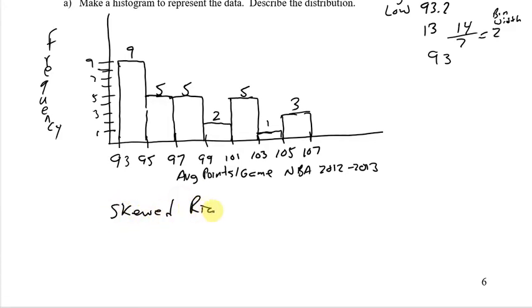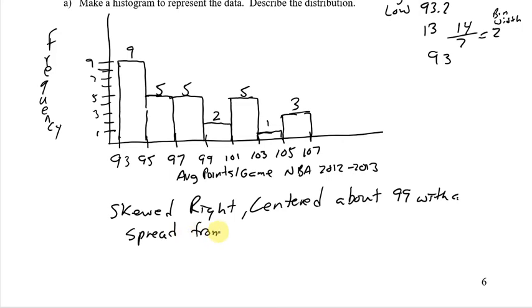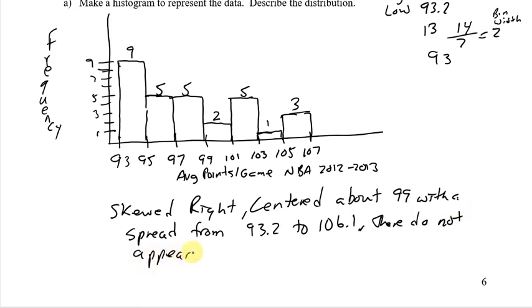Centered about maybe 99 with a spread from our lowest of 93.2 to our highest of 106.1. We've already determined those. There do not appear to be any outliers. Okay. So that is what they asked us to do for making the histogram and describing the distribution.